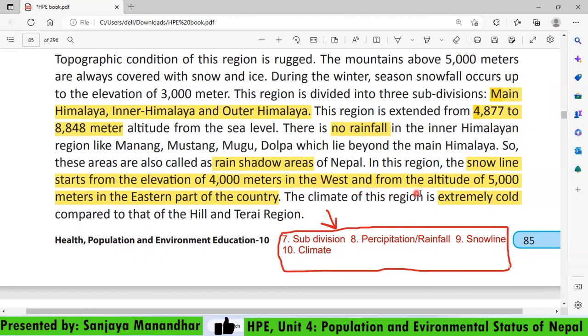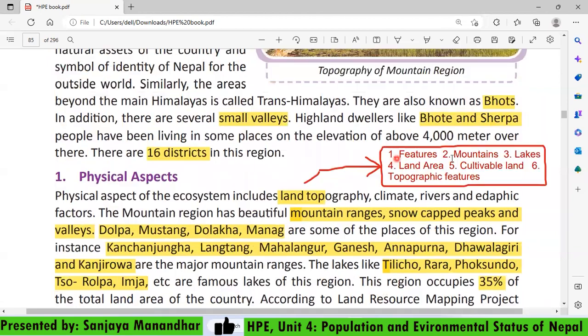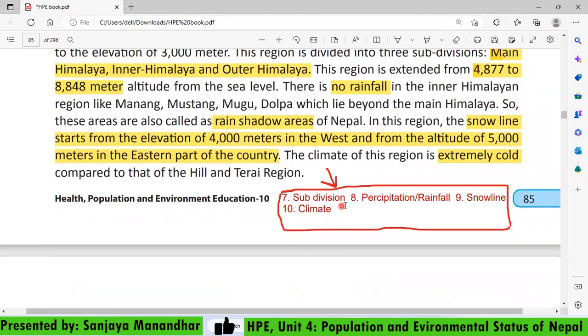And in the eastern part of the country, the snow line starts from 5,000 meters. This is a very important one. Please note it down. And climate is extremely cold. I think you got the points. Look here, 1, 2, 3, 4, 5, 6, 6 points are here, 7, 8, 9, 10. Please make the notes yourself.